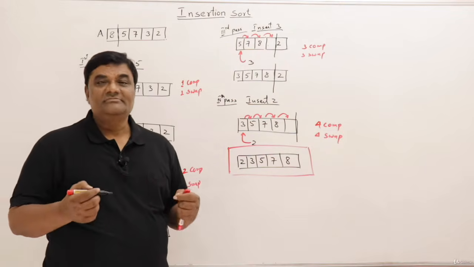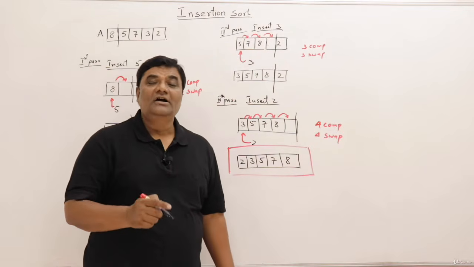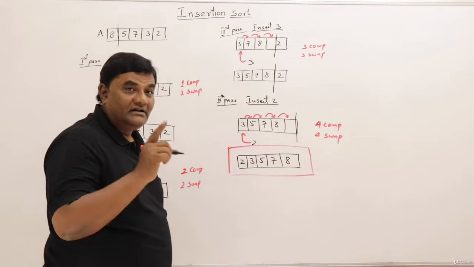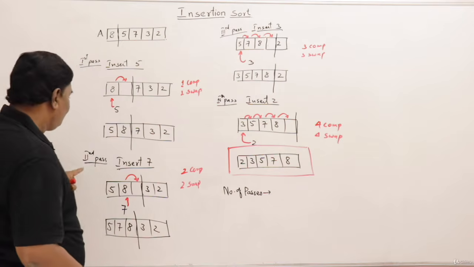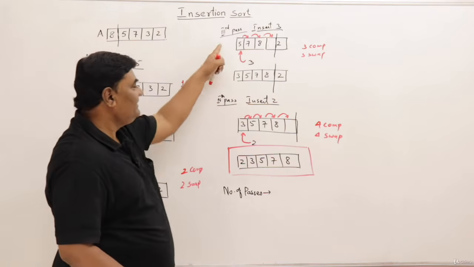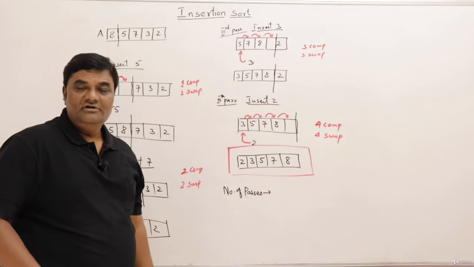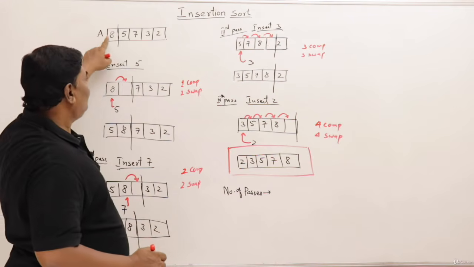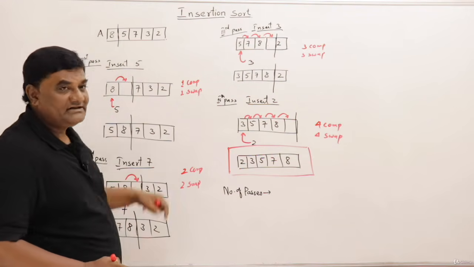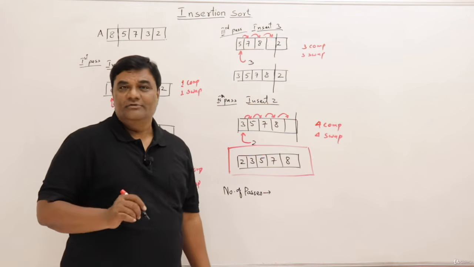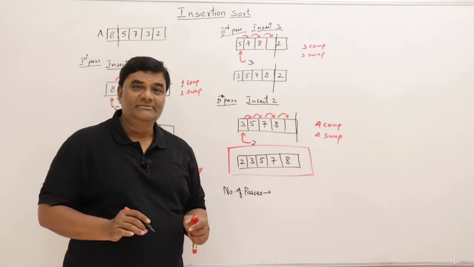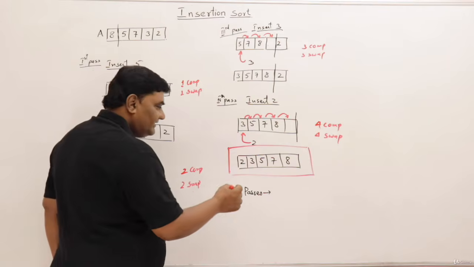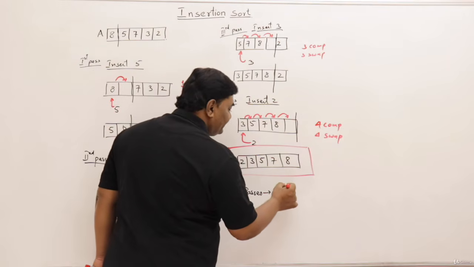Now let us do some analysis. First of all, how many passes are required? Number of passes: 1, 2, 3, 4. 4 passes for 5 elements. 5 elements, 4 passes, means 10 elements, 9 passes. So for n elements, how many passes? N minus 1 passes required.